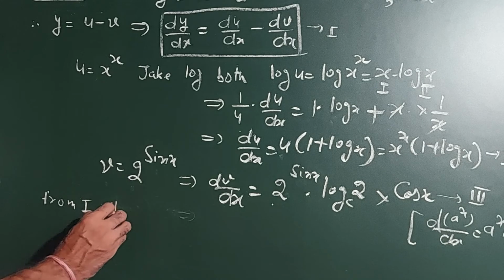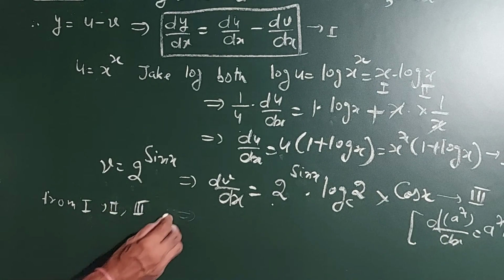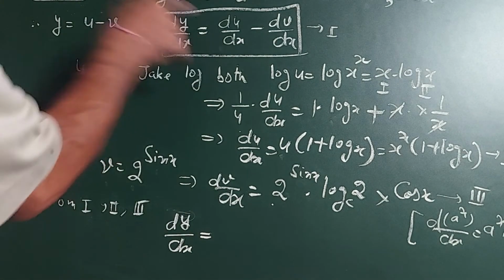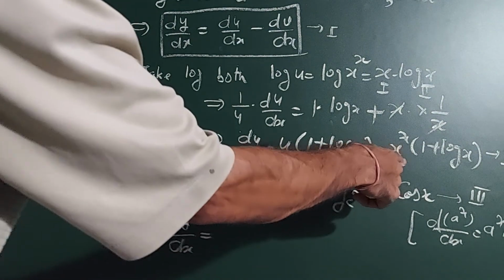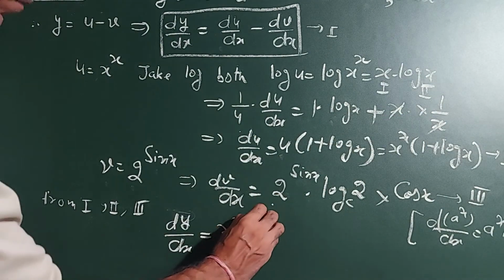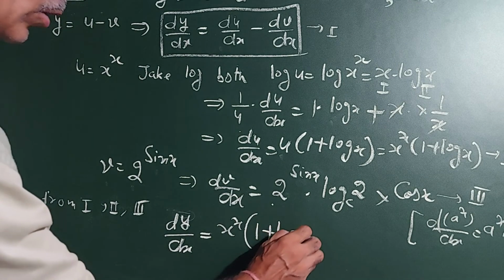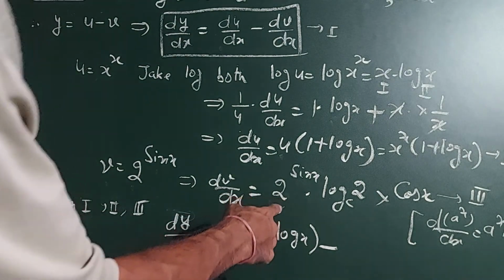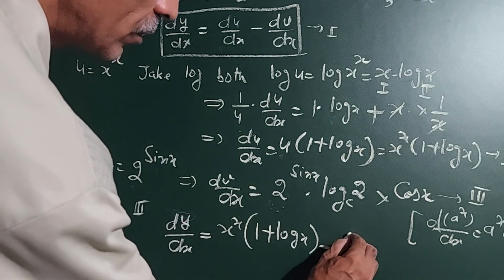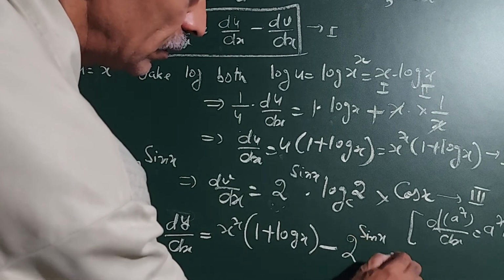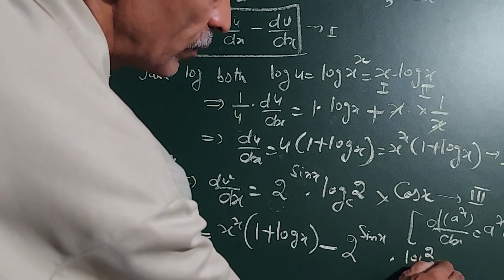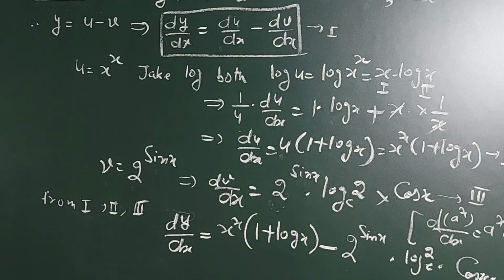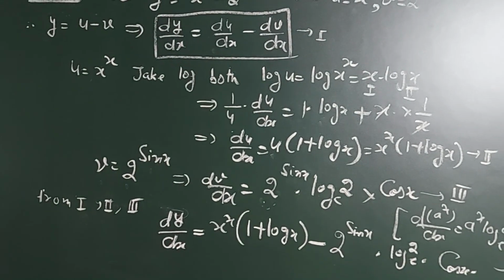From 1, 2 and 3 we get dy upon dx is equal to du upon dx minus dv upon dx, which is x raised to power x into 1 plus log x minus, now here we will write 2 raised to power sine x into log of 2 to the base e into cos x. Answer. So this is the derivative of the given function.